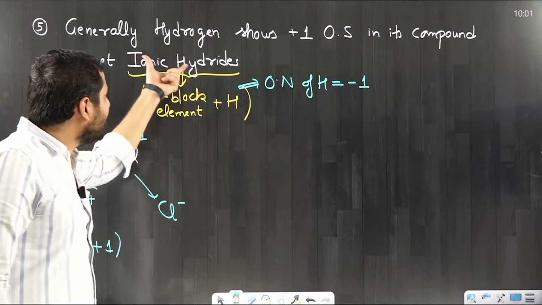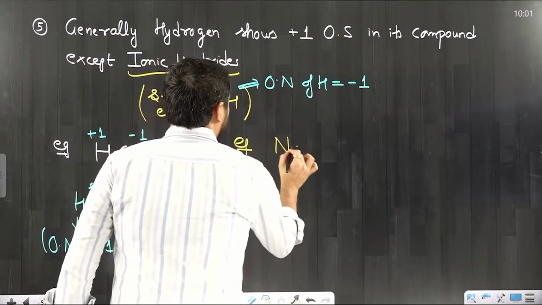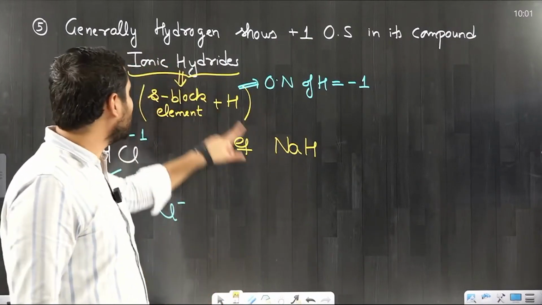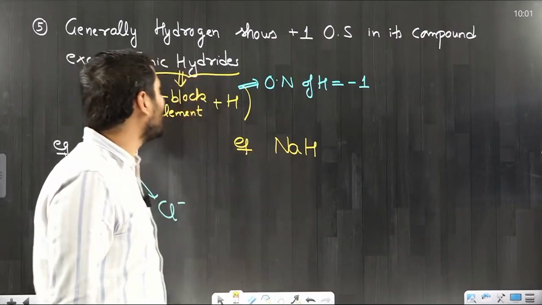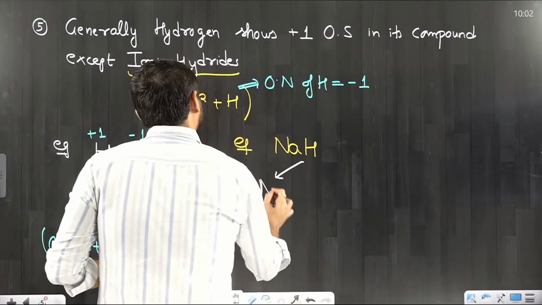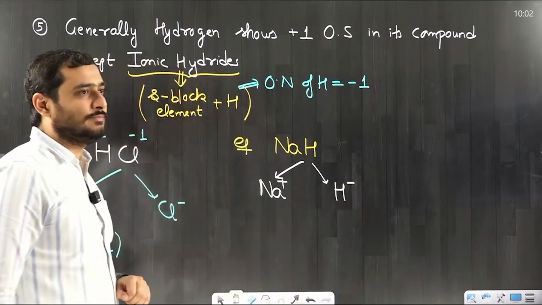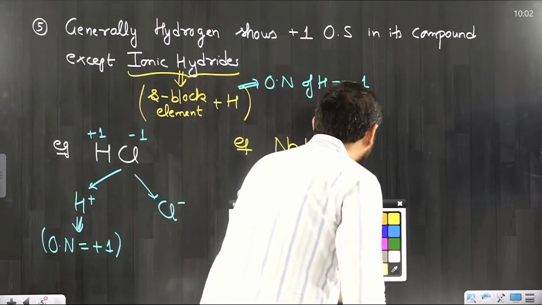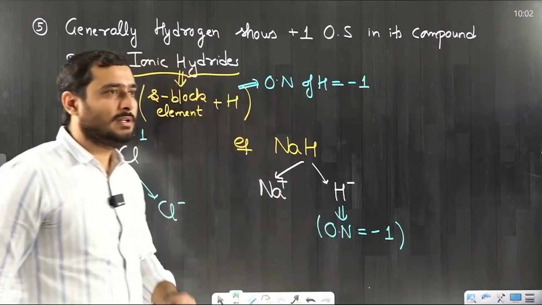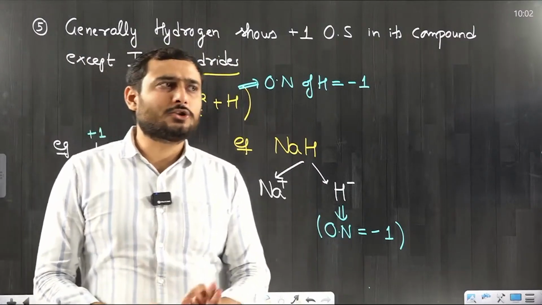Now this is simple. Now in case of ionic hydride, let us take an example of any ionic hydride. NaH. Now sodium is which metal? Alkali metal. And it is an S block element. S block element plus hydrogen, it is ionic hydride. So in case of ionic hydride, when you break it, the alkali metal always shows +1. Then hydrogen has to show what oxidation number? -1. So in this compound, what is the oxidation number of hydrogen? It is -1. Clear?